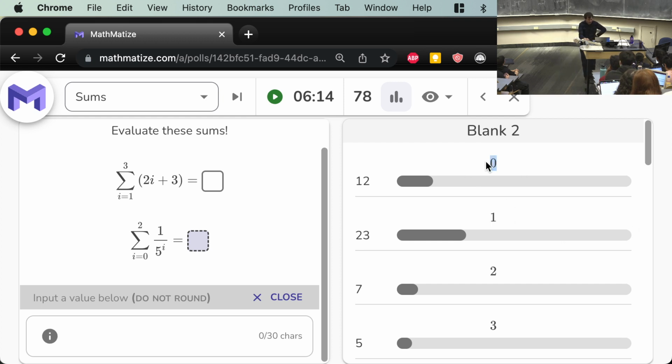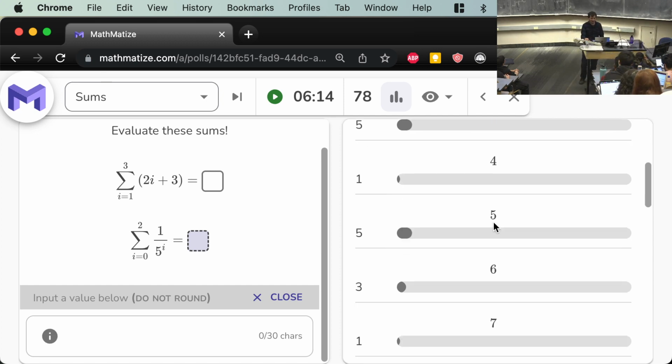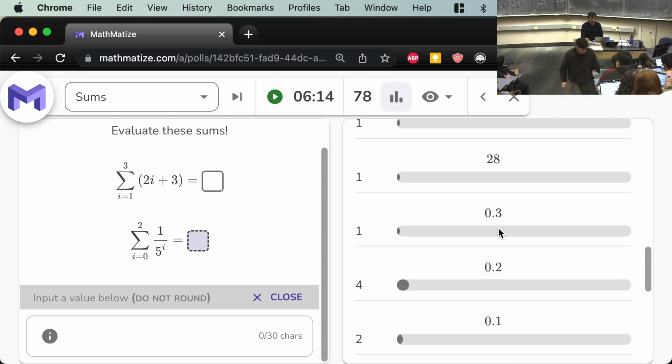What else could you get? 0? 0 is not right. So i equals 0, but 1 over 5 to the power 0 is something else. The things you add up, you've got to apply the formula that you see. So even though i equals 0, the term you're adding up is not 0. Okay, lots of numbers like 2, 3, 4, 5, 6.